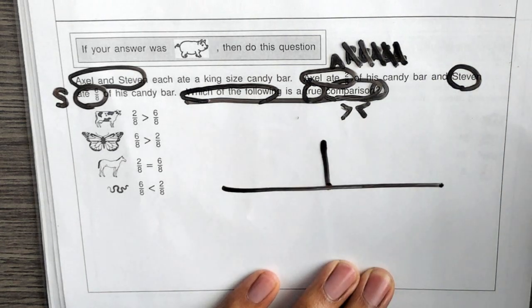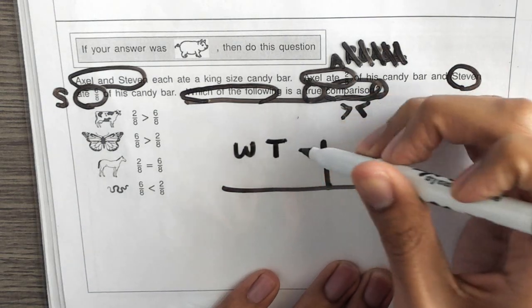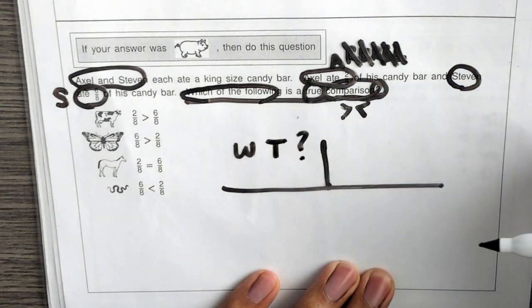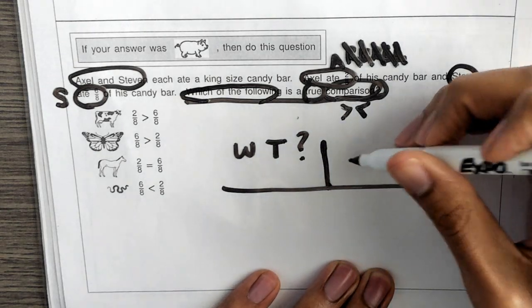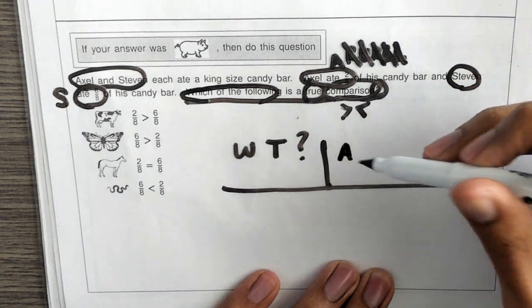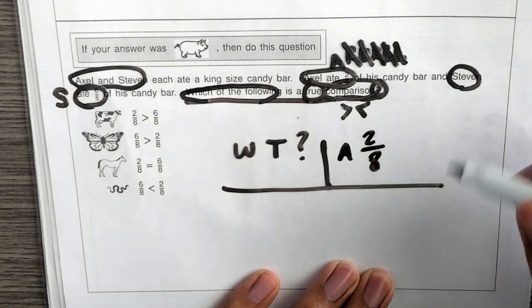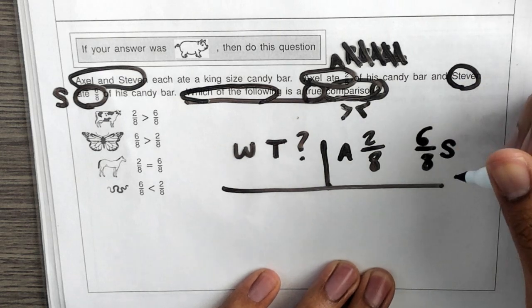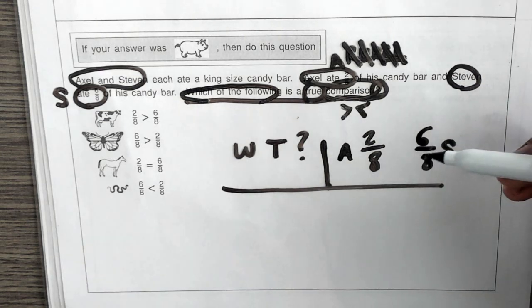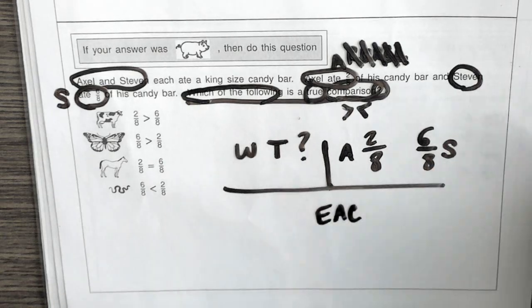What should I do first? The main idea. That's going to say, which is true? And my most important details are the fractions for Axel and Stephen. So I'm going to label the first one for Axel, which is 2/8. I know that Stephen's is 6/8. And I'm going to compare them here, and then I'm just going to eliminate my answer choices down here.